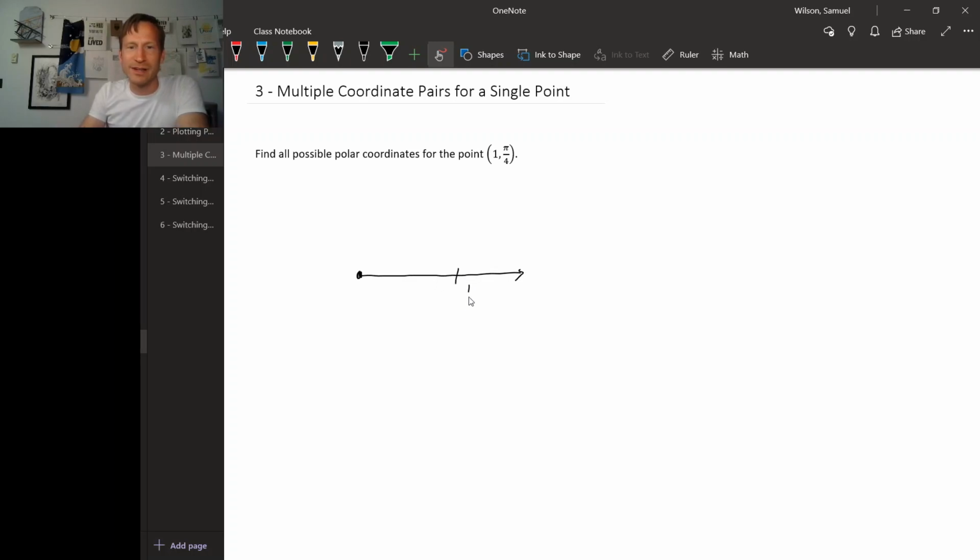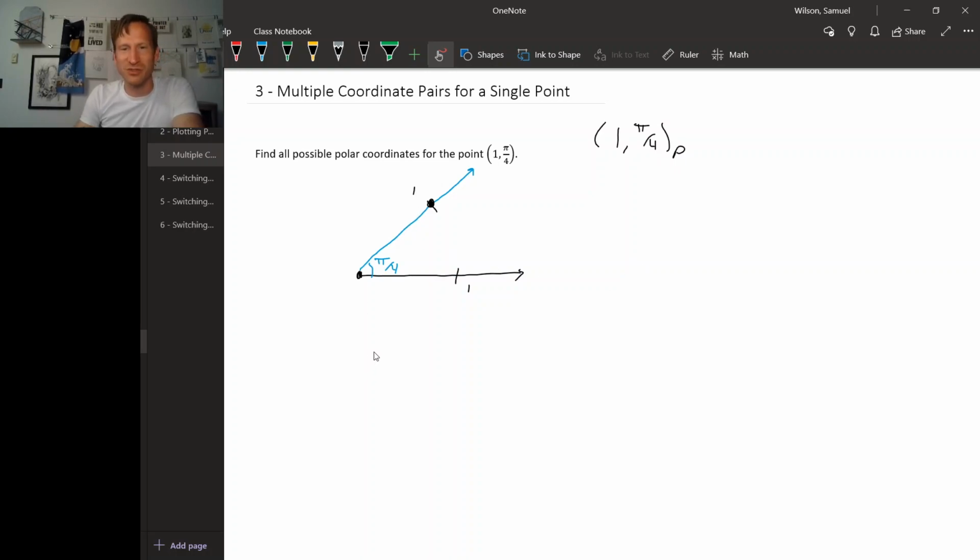So if this is our polar axis, to graph this point, we'd draw the angle pi over 4, which is going to be like this. And we're going to go in the positive direction, so along the angle instead of in the opposite direction. And we're going to go a distance 1. And so this is the point that we're talking about. Okay, so one possible pair of polar coordinates for this point is 1 comma pi over 4. That's the pair of coordinates we started with.